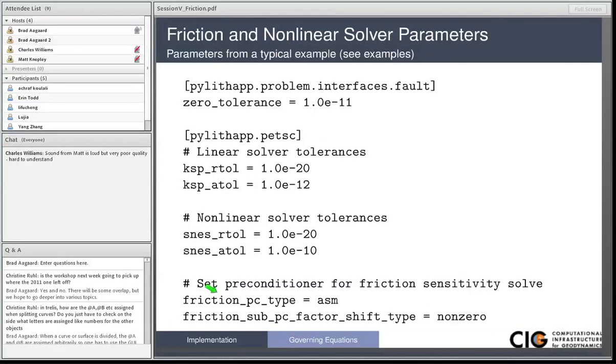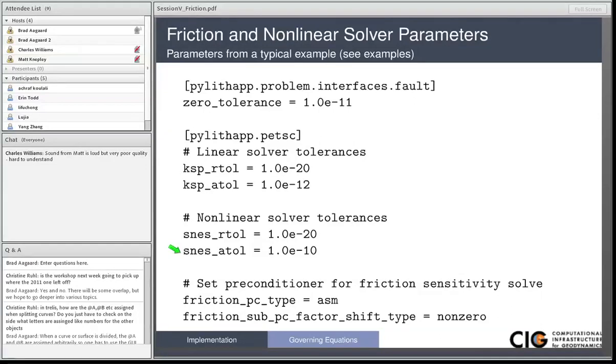So this is basically a summary of parameters within the fault constitutive model. In addition to our usual parameters, like setting the friction model and so forth, in terms of the solver aspects of it, we need to be aware of our zero tolerance. Here I've set my zero tolerance to 10 to the minus 11. I've set my relative tolerance to a very small value, 10 to the minus 20. My absolute tolerance is 10 to the minus 12, so it's smaller than my zero tolerance. And then my SNES absolute tolerance is 1 order of magnitude greater than my zero tolerance.